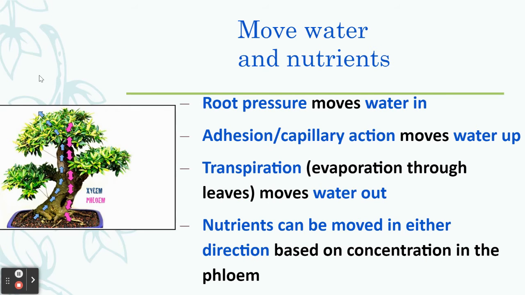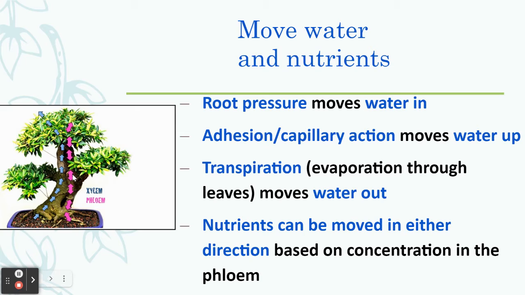All right. Another thing that plants do is that they move water and nutrients throughout them, and root pressure, or pressure on the roots, moves water into the plants. So the roots have water coming in, and then adhesion and capillary action actually move water up. So water always goes in because of root pressure and up through adhesion and cohesion, and then out of the plant through transpiration. So water goes in, up, and out through root pressure, adhesion, and capillary action, and then transpiration through the leaves. And then in the phloem, nutrients can actually be moved in either direction.